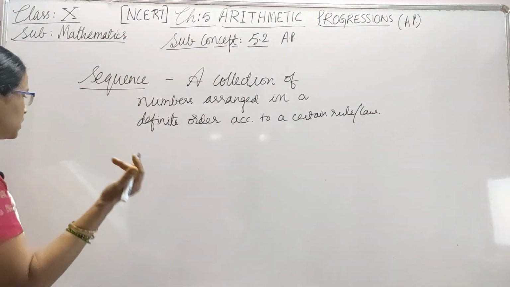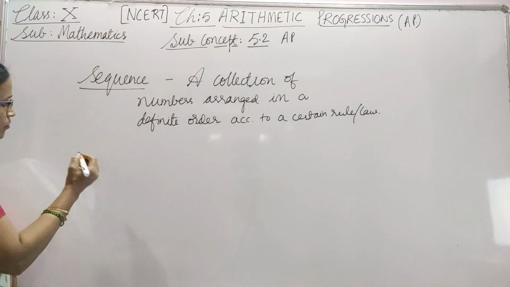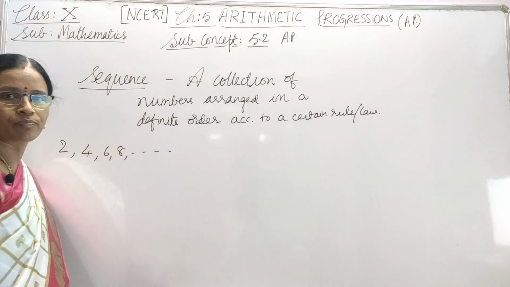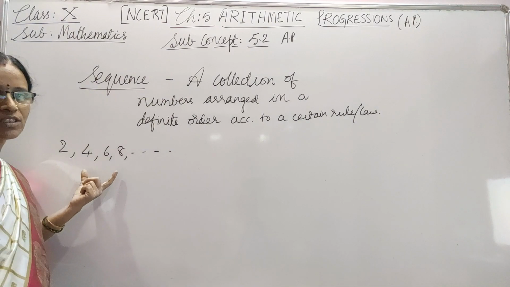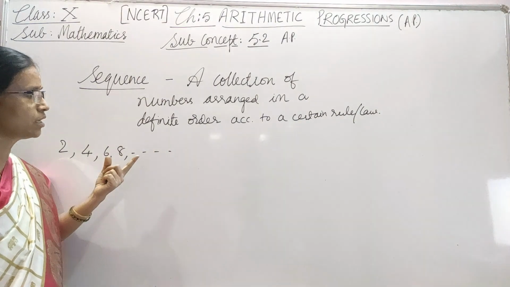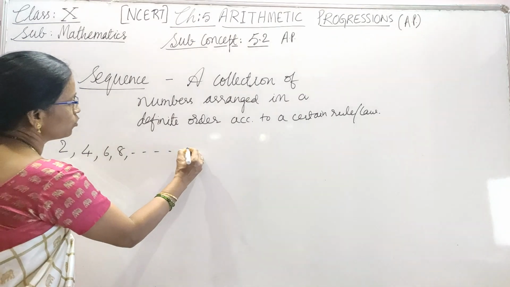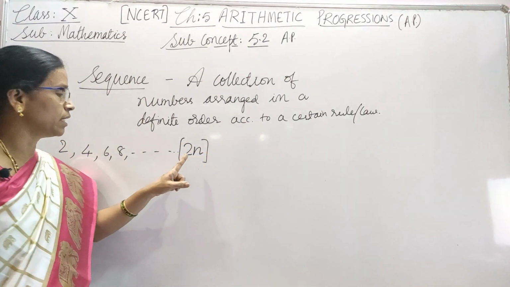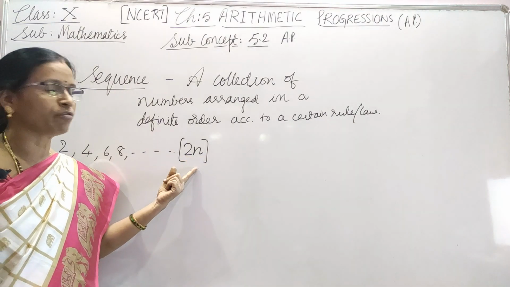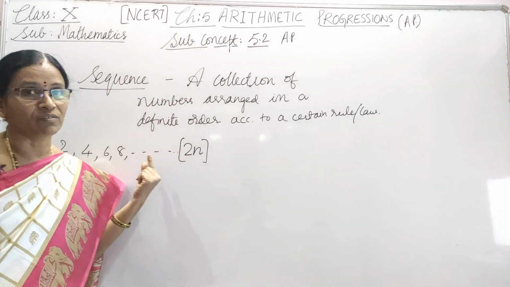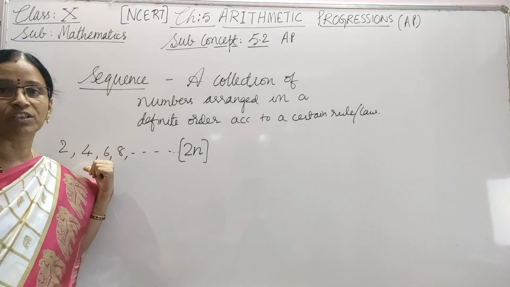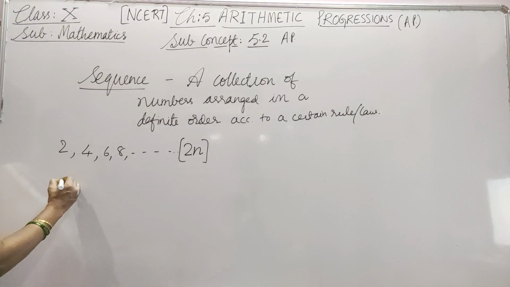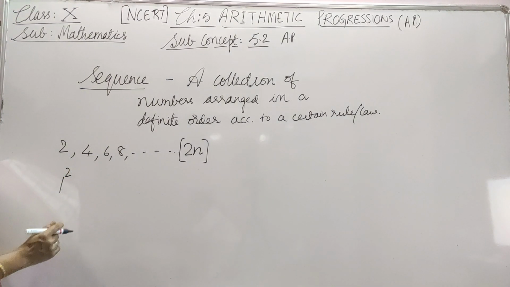Now let me take the sequence of even numbers, that is 2, 4, 6, 8, etc. So this is the sequence of even numbers. What is the rule followed here? The rule followed here is 2n. This is the algebraic formula, or the rule by which we can generate the even numbers, right?